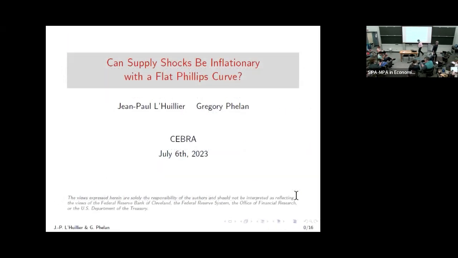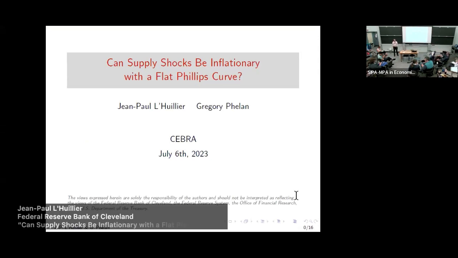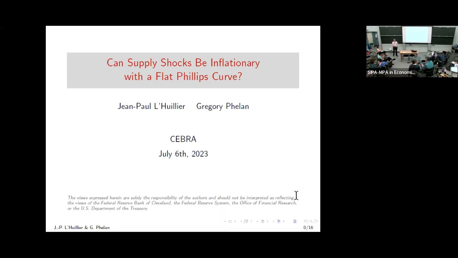Okay, so I want to start by thanking the organizers for adding the paper to the program. It's really a pleasure to present it. This is called Can Supply Shocks Be Inflationary with a Flat Phillips Curve? And it's joint work with Gregory Phelan.